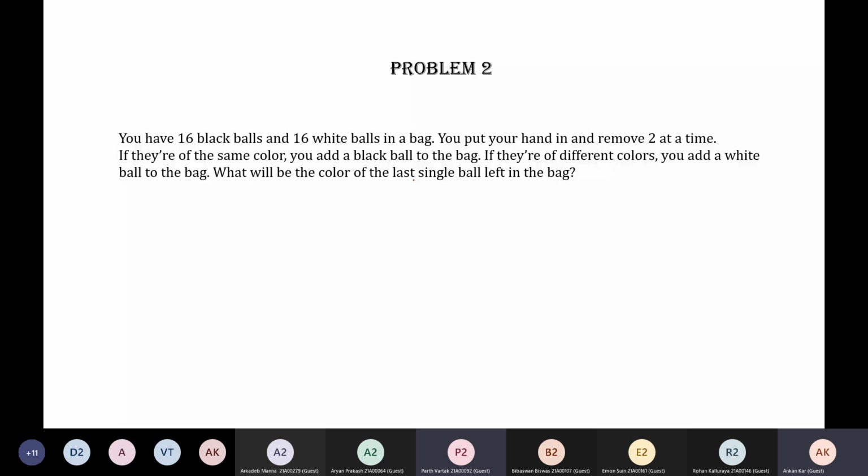So I asked, sir, when we remove two, then we don't put them back in. Is the answer black? No. If you are going to get two white balls, you are going to remove them and put a black ball inside. Oh no, sir, I'm asking for the answer. Is the answer the black one?